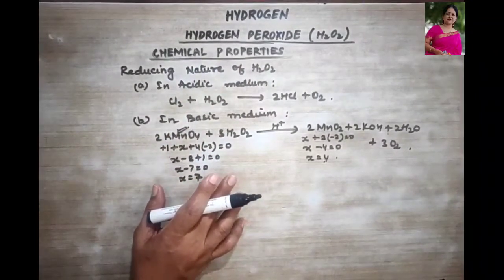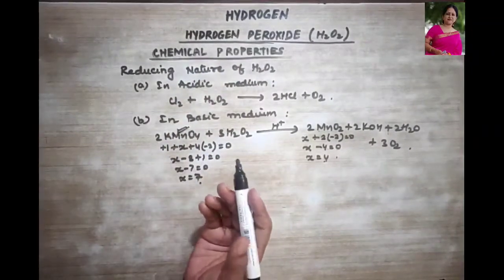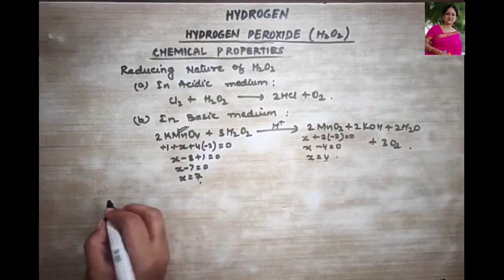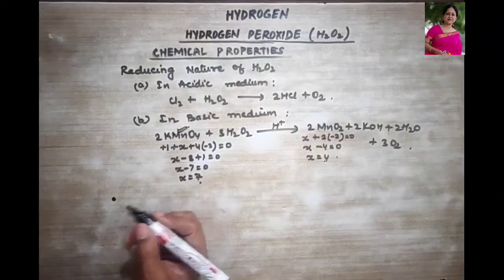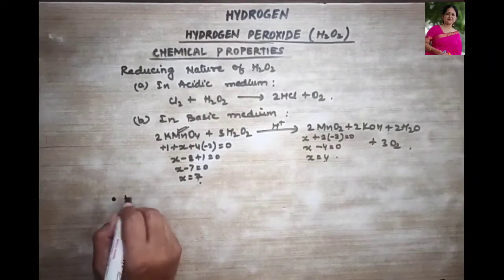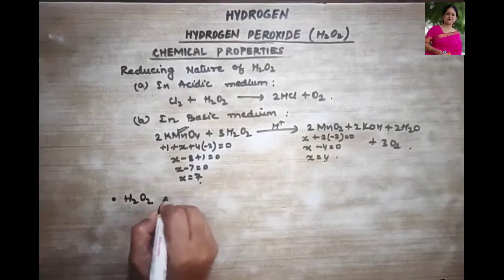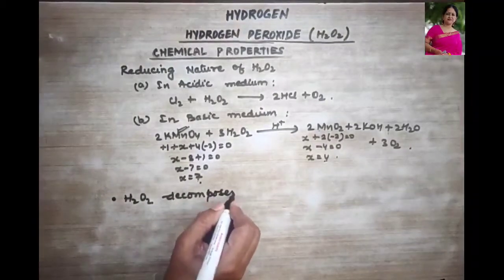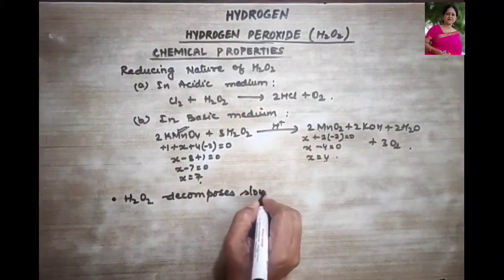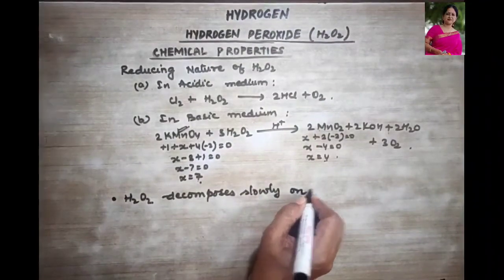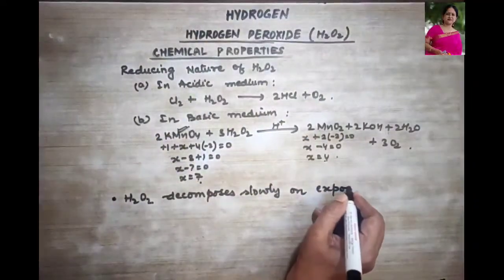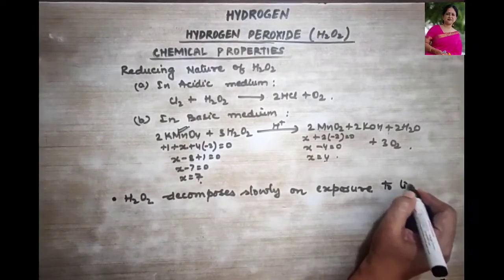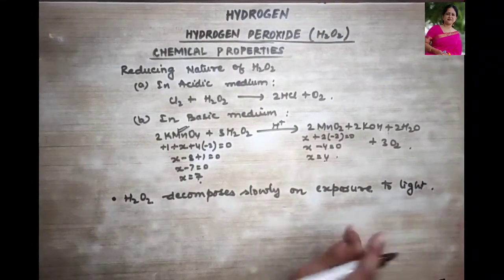Now some important questions about hydrogen peroxide. That is, you can say hydrogen peroxide decomposes slowly on exposure to light. Some of the important questions, find out their answers. So I am saying hydrogen peroxide decomposes slowly on exposure to light.